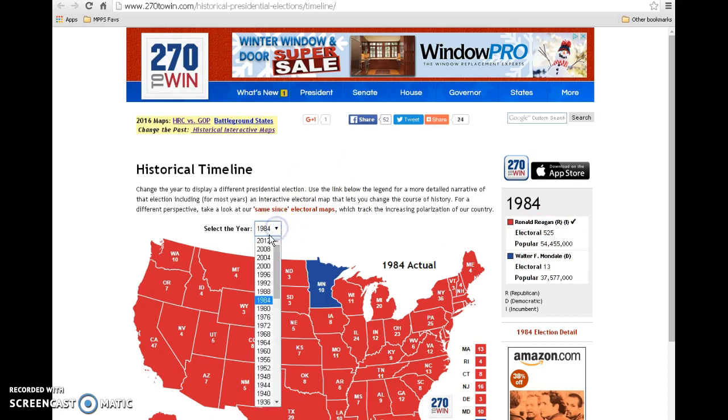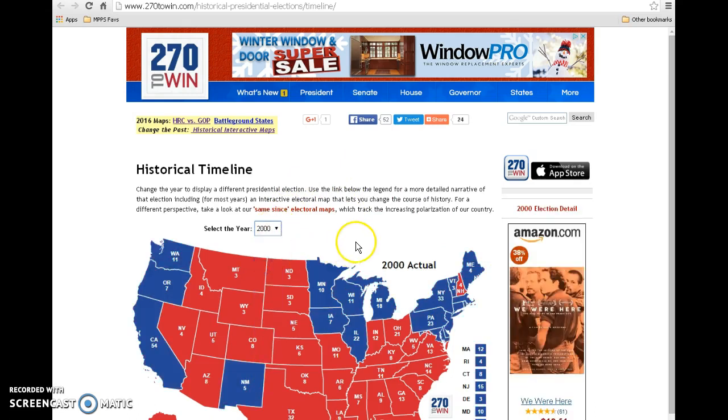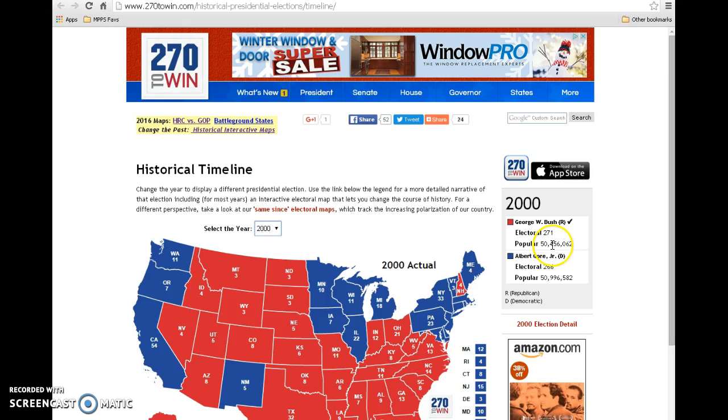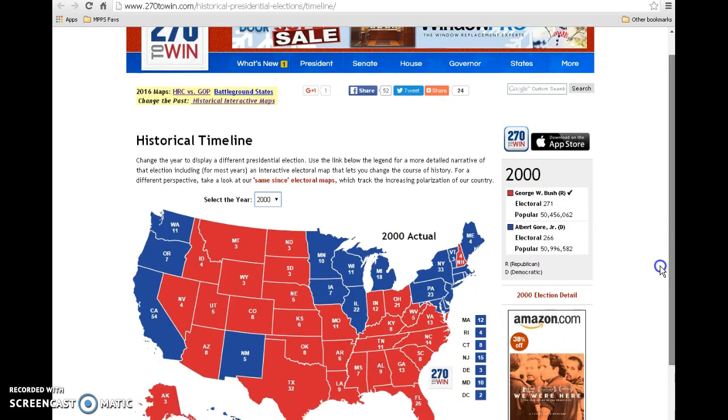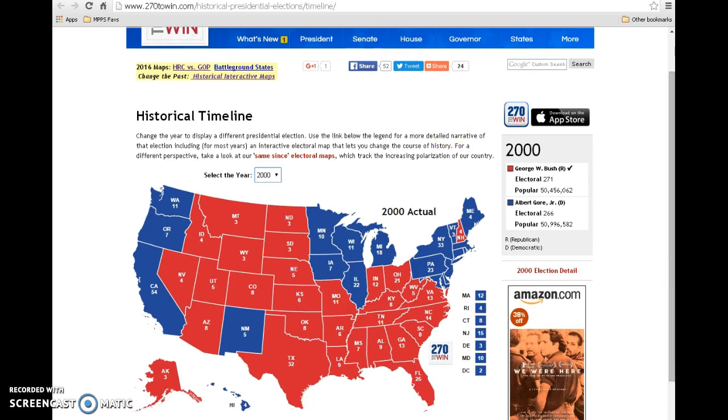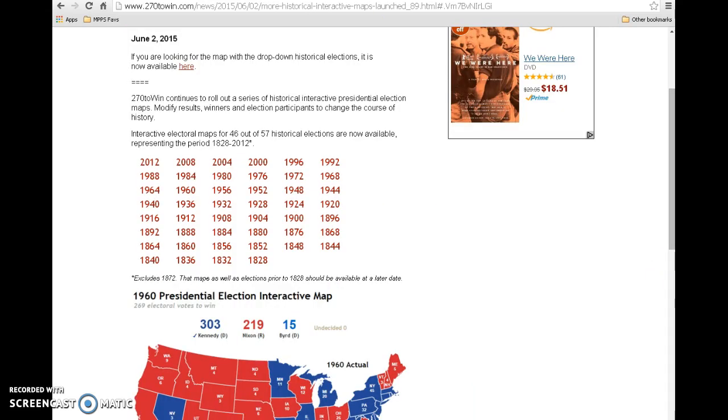Let's notice something about the 2000 election. Notice that Al Gore won the popular vote but lost the presidency. That is possible, but look at how close the Electoral College votes are. This was the election that came down to Florida. Okay, I digress. Let's get out of here.